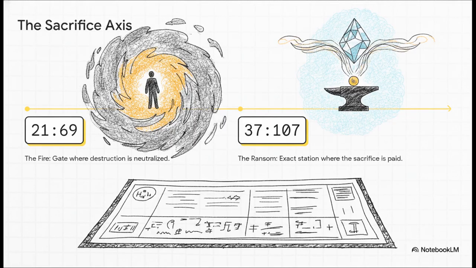But grounding that light on Earth is definitely not free. We trace this through the sacrifice axis. At verse 21:69, the fire of destruction is neutralized and the slave passes through safely, completely unburned. But by verse 37:107, we hit the station of the ransom, where the great sacrifice is actually paid. Transmitting pure light through the hostile ground of the material world always exacts a price. The bill always comes due.